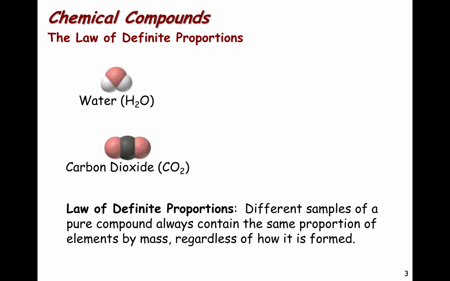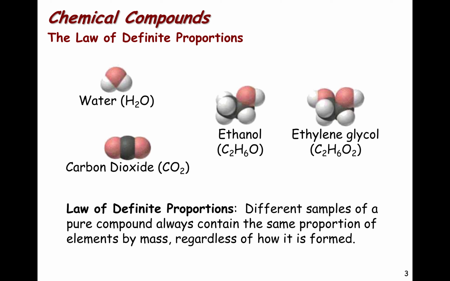Likewise, carbon dioxide, no matter its source, will always be comprised of 1 carbon and 2 oxygens. And this can be extended to any pure substance. If we were to do some chemical reaction to break it down into its component elements, we would always get the ratios which are shown here in the formulas. So ethanol is always comprised of 2 carbons, 6 hydrogens, and 1 oxygen, whereas ethylene glycol is always 2 carbons, 6 hydrogens, and 2 oxygens.